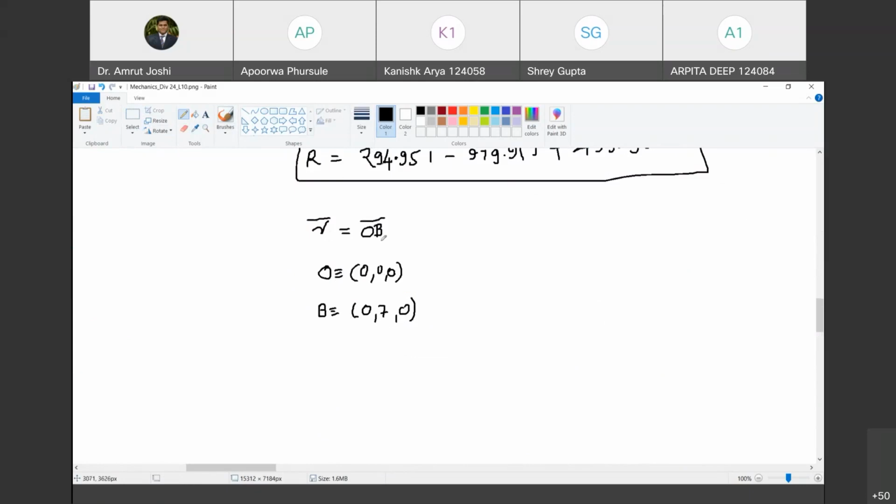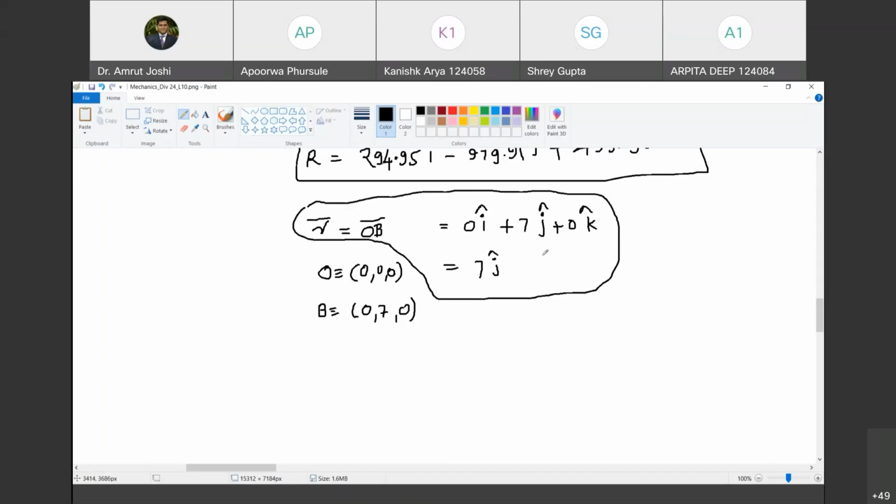So this r bar is equal to OB bar. So I have to do coordinates of B minus coordinates of O. So it is 0 I cap plus 7 J cap plus 0 K cap. Happy? Yes, sir. So r bar is equal to 7 J cap. This can also be written by inspection, but I encourage you to follow this traditional method because it is not always possible to write it by inspection. So r bar is 7 J cap.